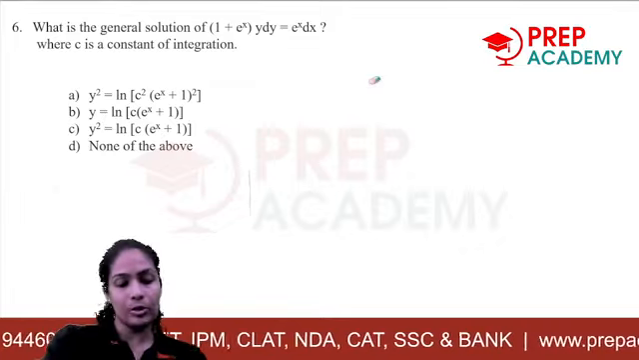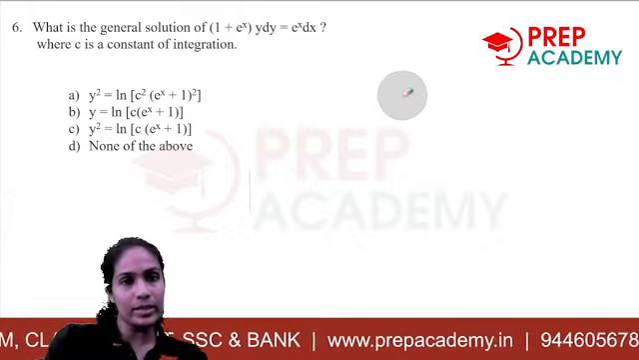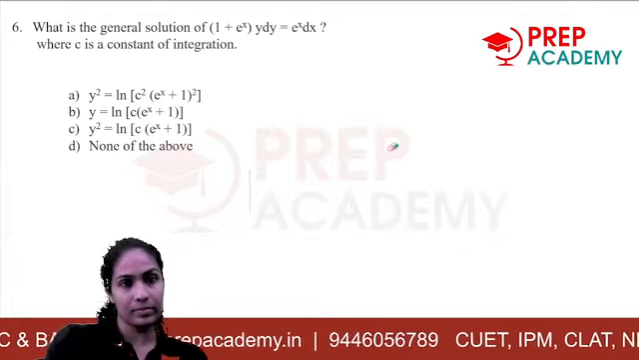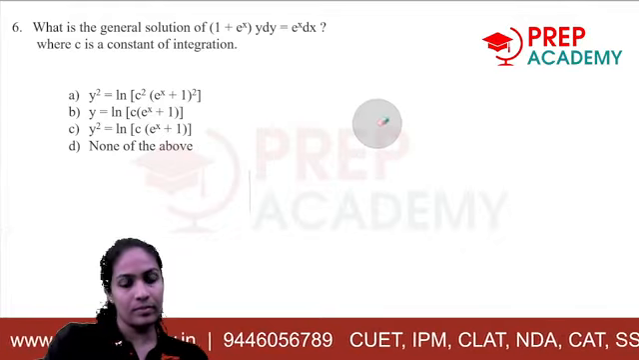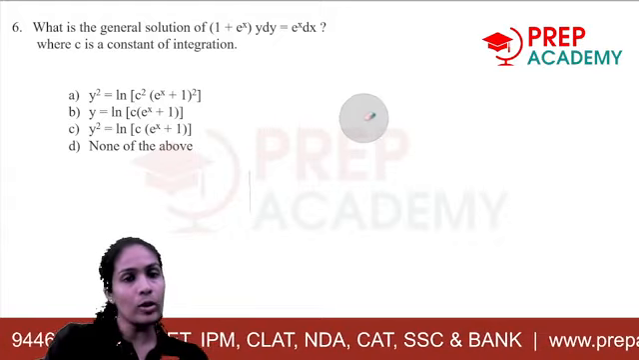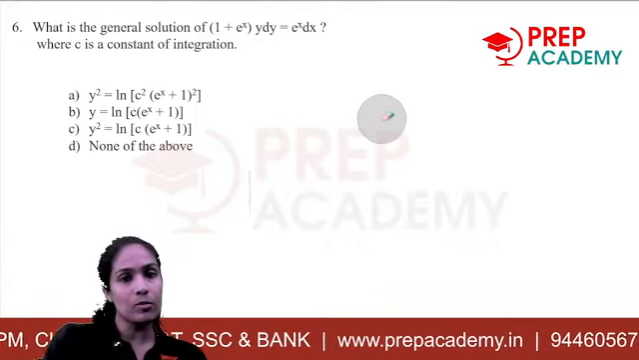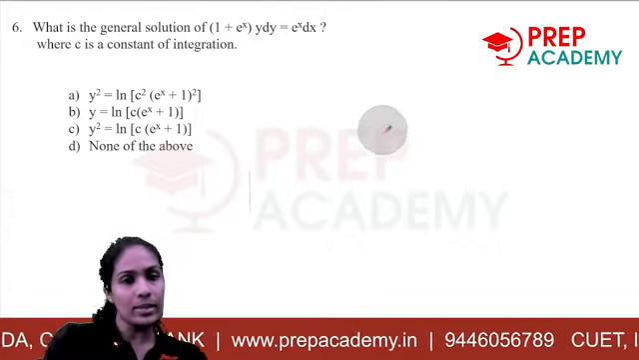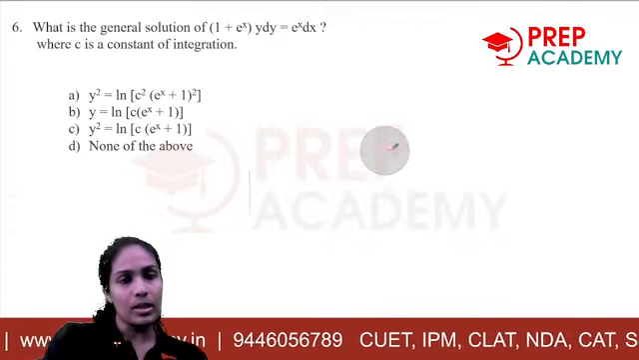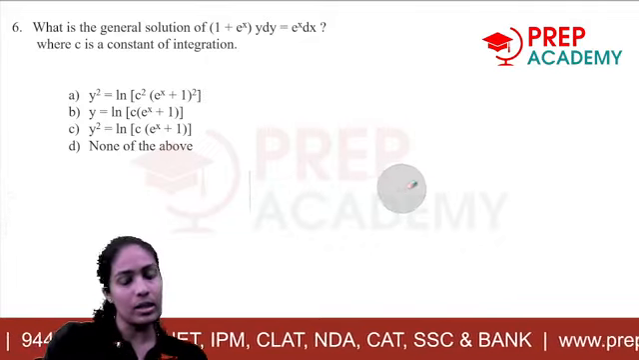What is the general solution of (1 plus e raised to x) y dy is equal to e raised to x dx, where c is the constant of integration? Option A: y square is equal to log, ln denotes natural logarithm, log of c square into (e raised to x plus 1) the whole square. Option B: y is equal to log of c into (e raised to x plus 1). Option C: y square is equal to log of c into (e raised to x plus 1), and option D: none of the above.